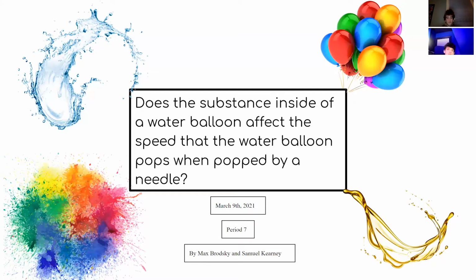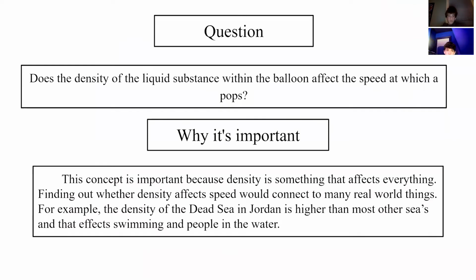So our presentation is about, does the substance inside a water balloon affect the speed that the water balloon pops when popped by a needle? So our question was, does the density of a liquid substance within the balloon affect the speed at which it pops? And it's important because density is something that affects everything. Finding out whether density affects speed will connect to many real-world things.